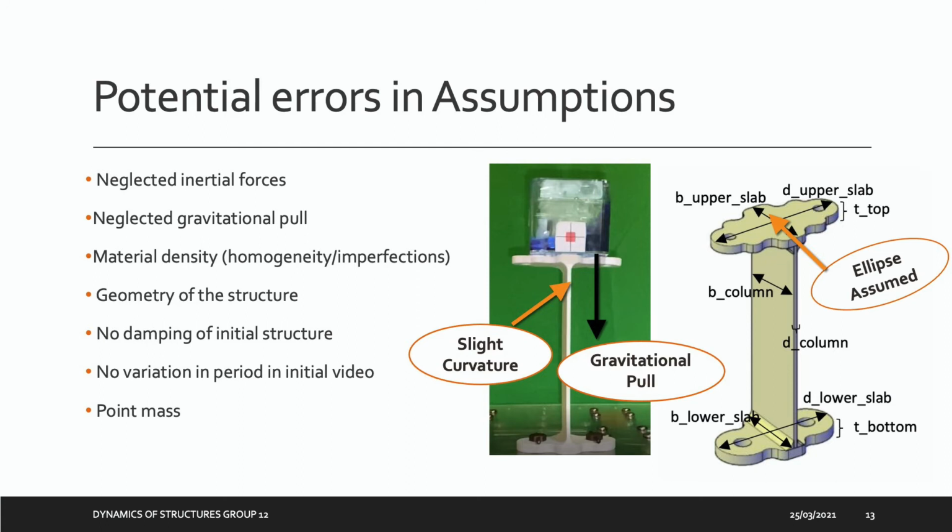This inertial force causes additional displacement that was unaccounted for. Moreover, the model does not take into account the gravitational pull when the top column is curved, which would cause additional displacement. Incorrect assumptions made for a structure's properties such as density, geometry, and homogeneity of the material could invalidate our predictions if they significantly differ from reality. We also assume that there was no period variation when measuring the natural frequency of the structure.